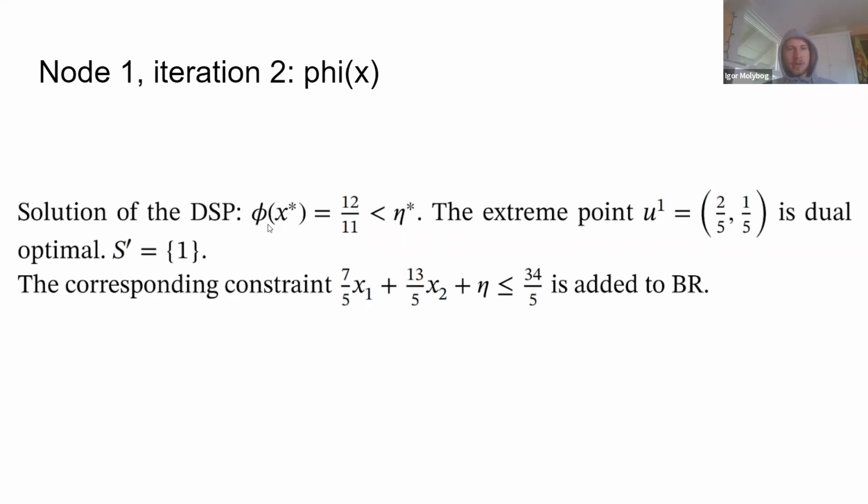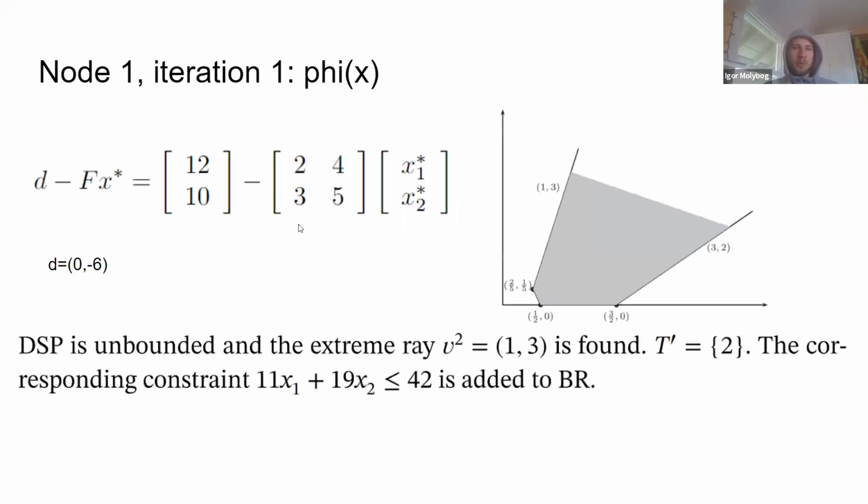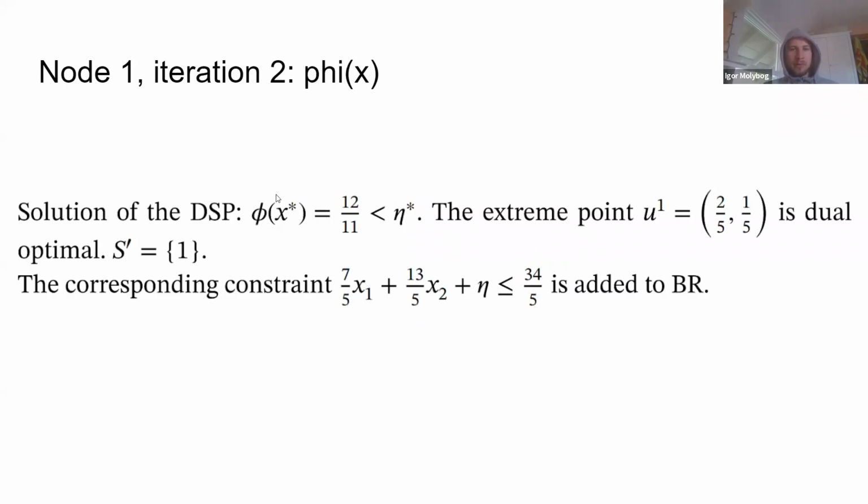So the solution of our 5x star, we basically repeat the same thing once again. We take D, we take F, and we take the new x star, and we calculate the new right hand side in order to solve the problem corresponding to 5x. We have solved the problem corresponding to 5x. We have found the value of 12 over 11, which is much less than 200, which is the value of eta star.